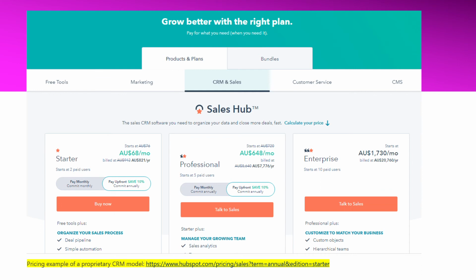If you look at these numbers, 1,730 per month, you multiply 1,730 by 12 months. That gives you a $20,760 per year fee.